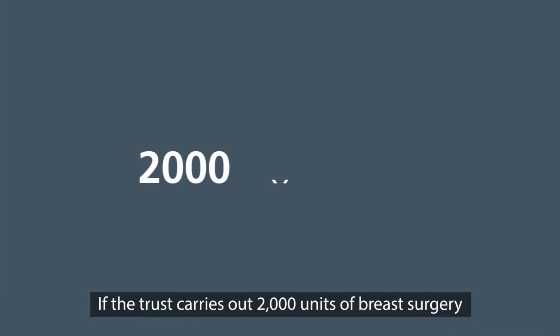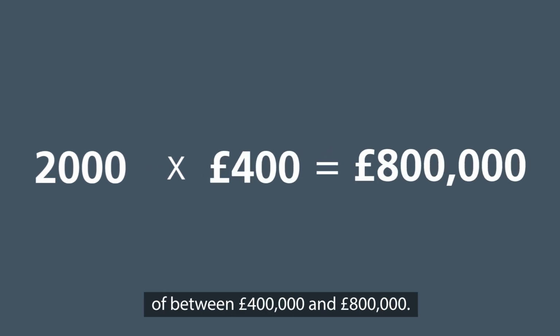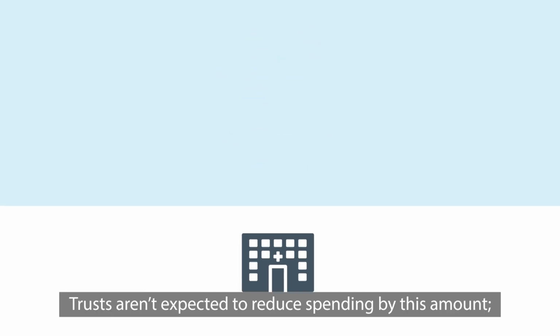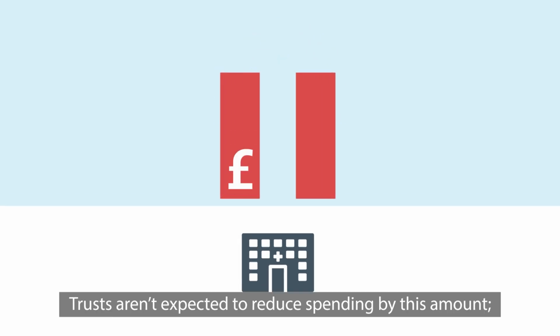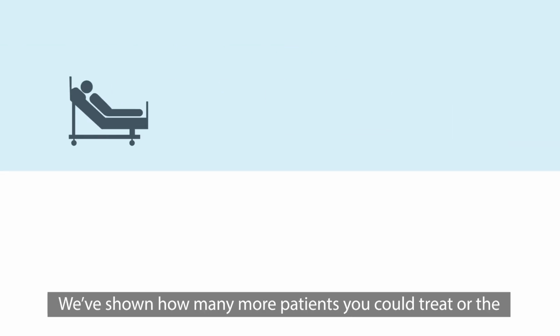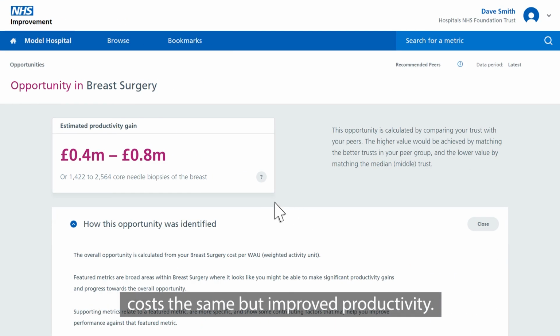If the trust carries out 2,000 units of breast surgery activity each year, they have an opportunity of between £400,000 and £800,000. Trusts aren't expected to reduce spending by this amount. You could also improve productivity by increasing output. We've shown how many more patients you could treat or the additional staff you could employ if you kept your costs the same but improved productivity.